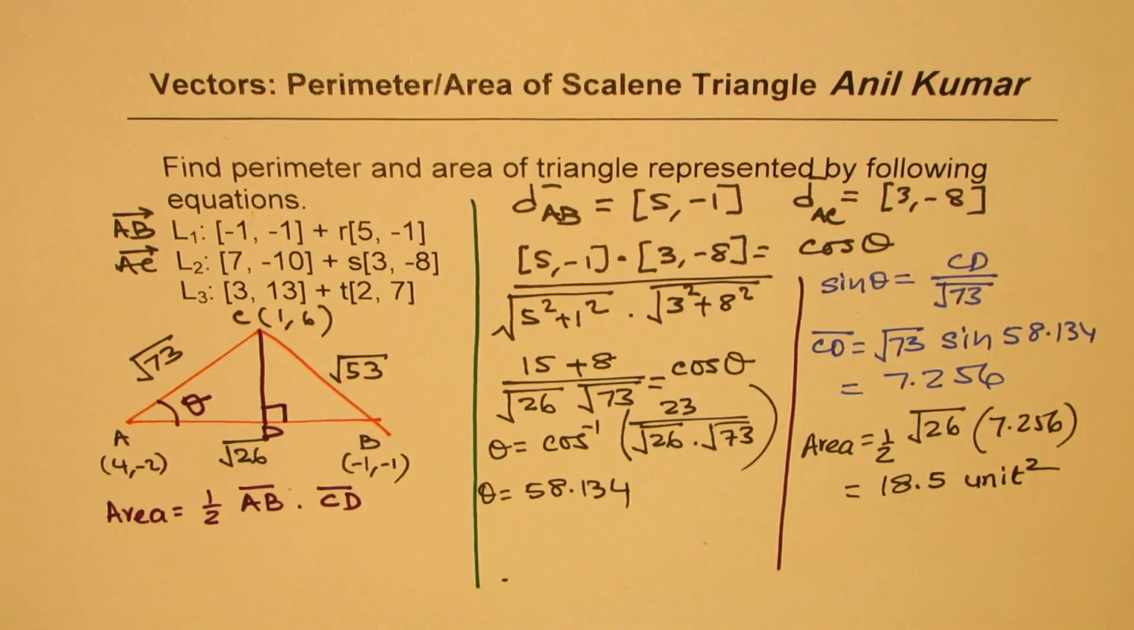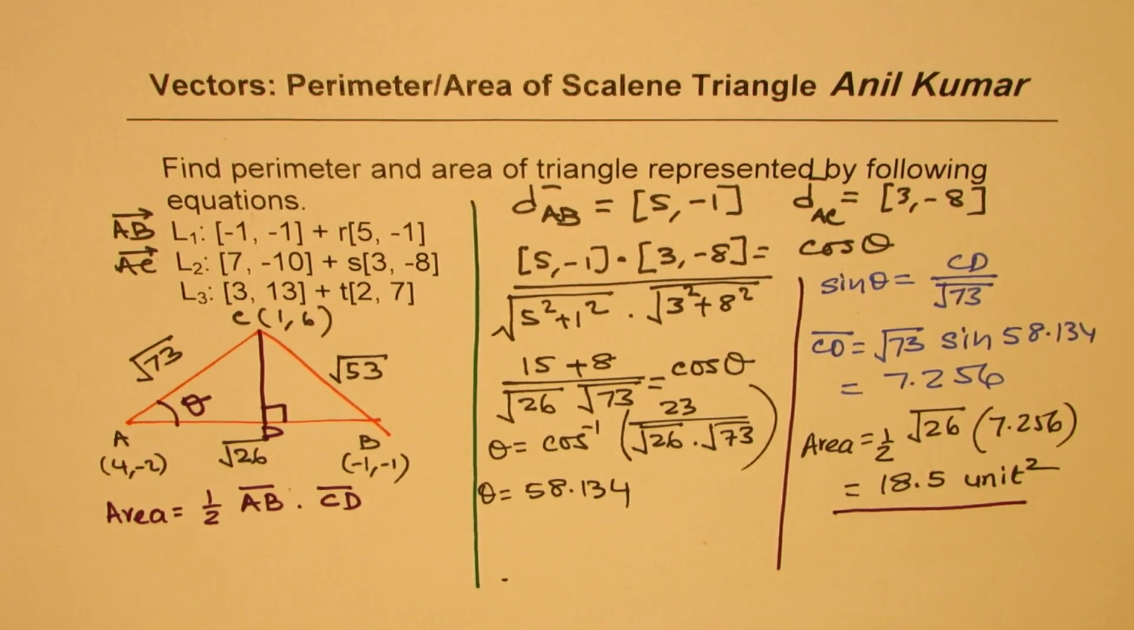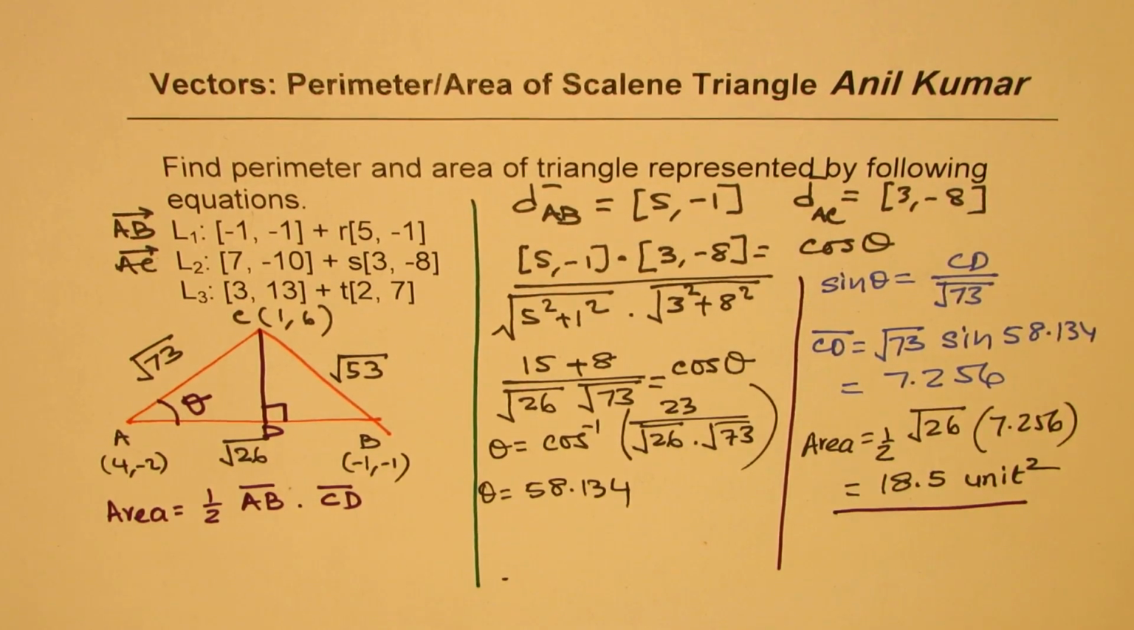So it took time to do the question, but I hope the steps are absolutely clear and you understand the process. So finally, we get area as 18.5 units square.